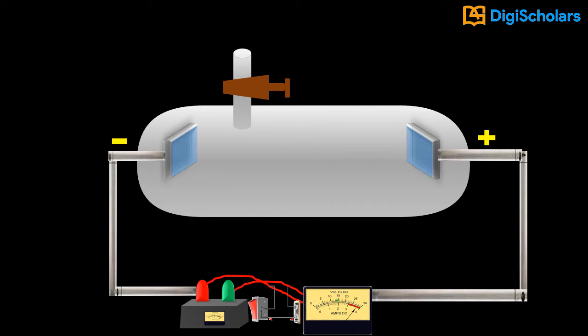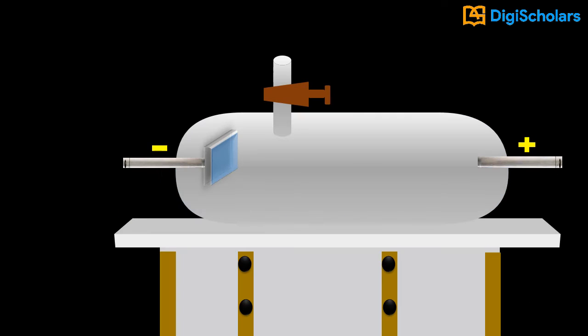J.J. Thomson created a very low pressure inside the discharge tube and applied high voltage. He observed a greenish glow near the anode of the glass tube. The rays which are emitted from the cathode towards the anode caused the greenish glow. The streams of rays emitted from the cathode are called cathode rays. If you connect the plate of the discharge tube to a positive source, then that plate is called the anode.